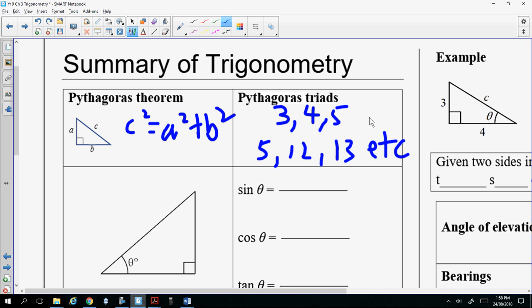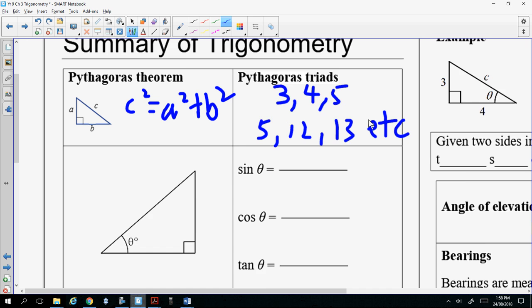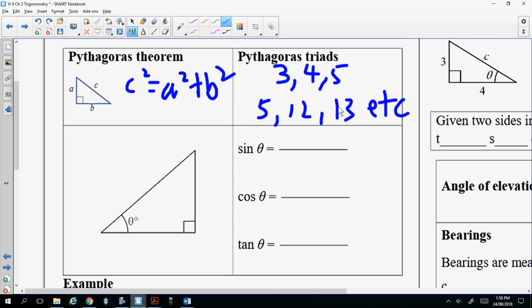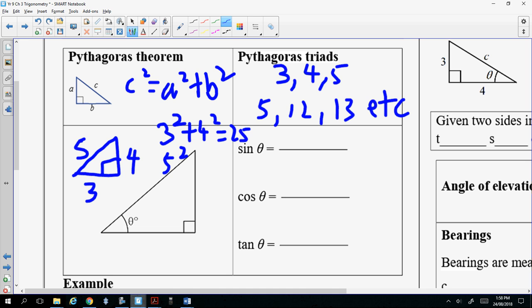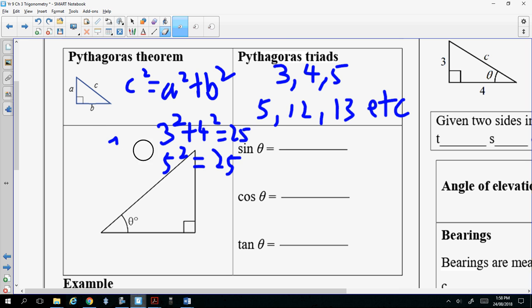Like for example, if I draw a right angle triangle, if I do 3 and 4, it works, right? 3 squared plus 4 squared is 25. 5 squared is 25. So they are triad. All right. Okay, let's move on. Next one. What's the definition?